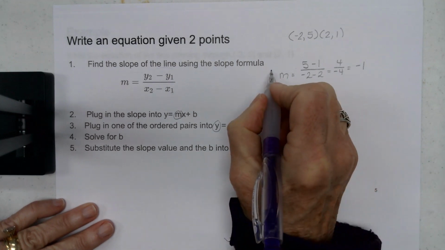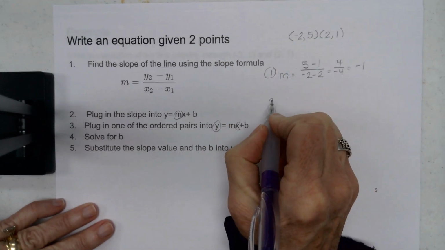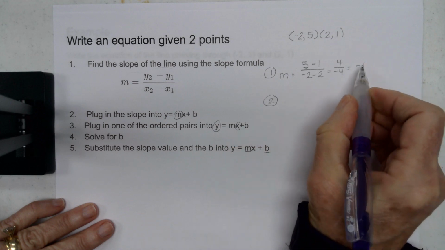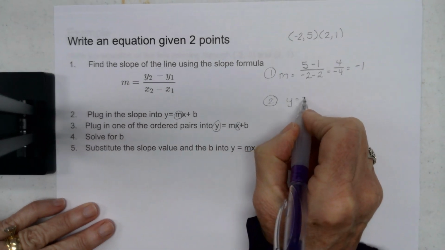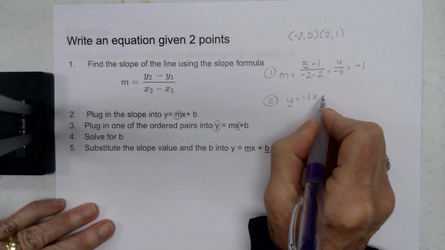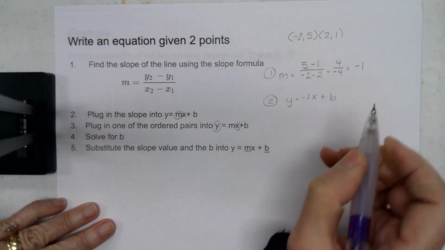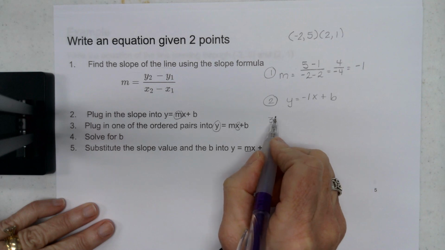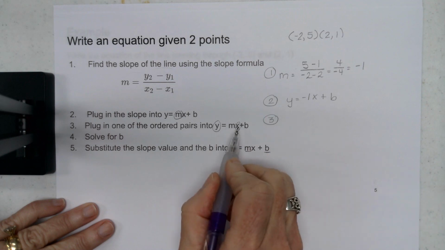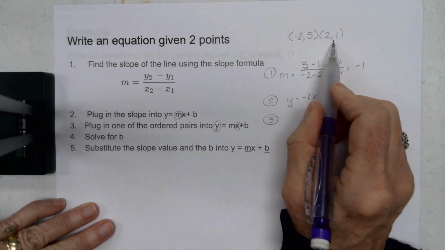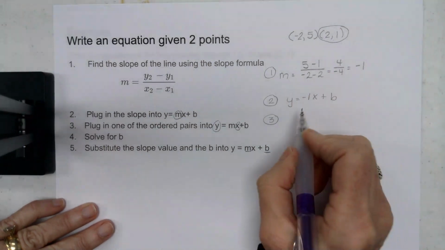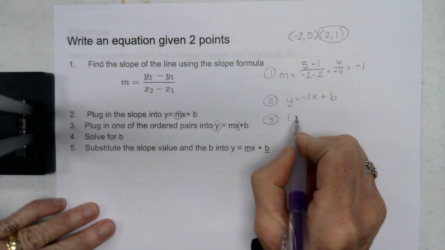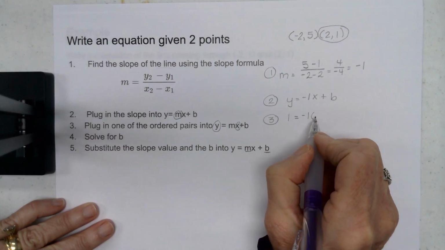So that's step 1. Step 2, I'm going to plug that negative 1 in for the m. So y = -1x + b. Third step, I'm going to plug in the y and the x. I choose one of these two points. It doesn't matter which one. I'm going to choose this one. My y value is 1. My x value is 2.